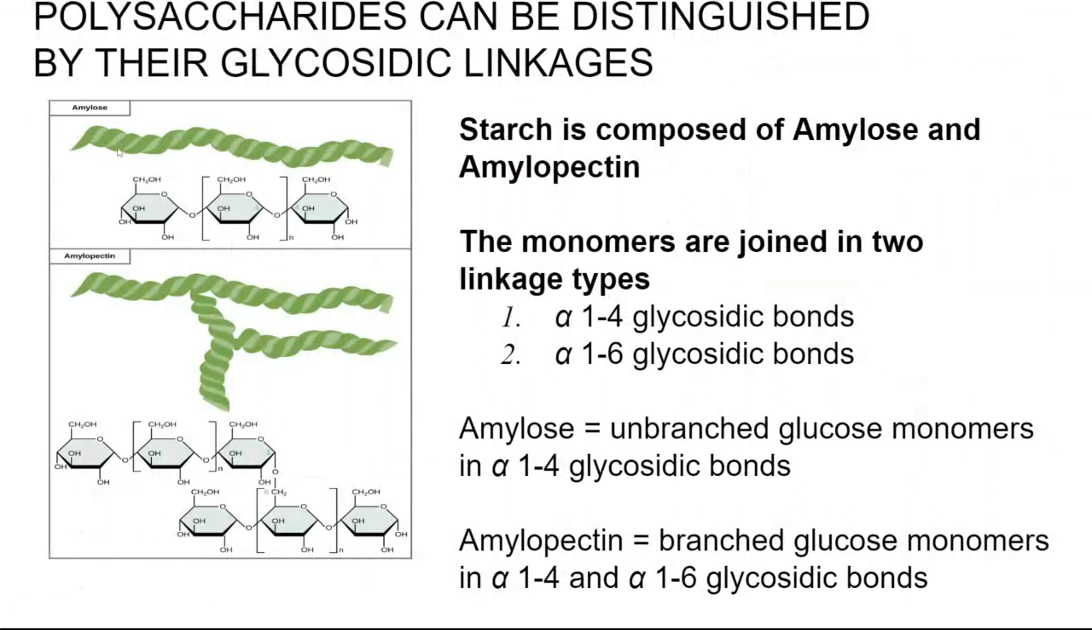So here we have amylose. Amylose is a single chain or non-branched chain starch. And then here we have amylopectin, which is a branched chain, but it's still connected with those glycosidic or dehydration bonds.